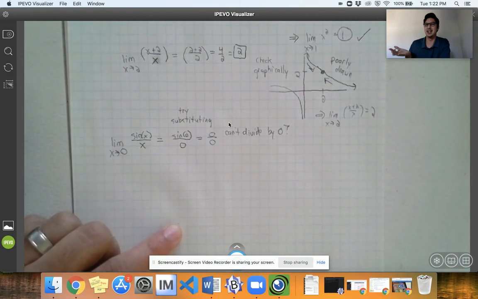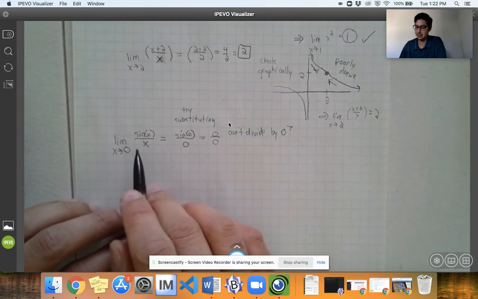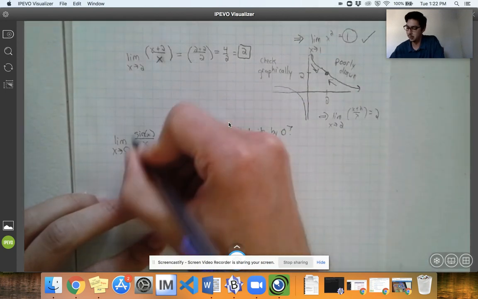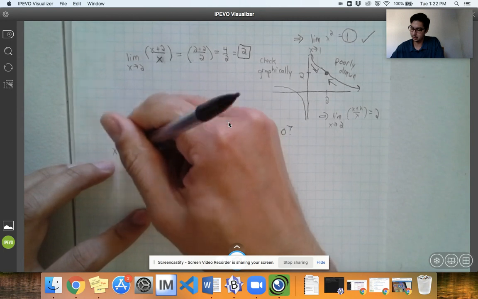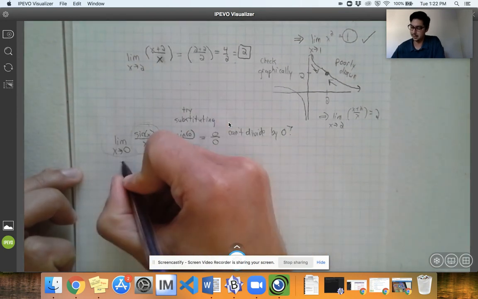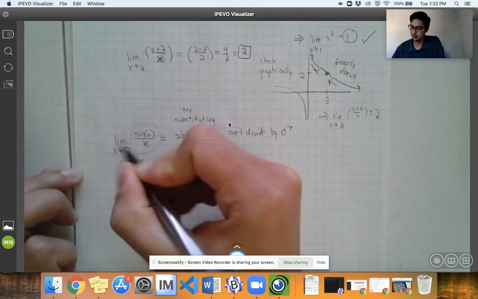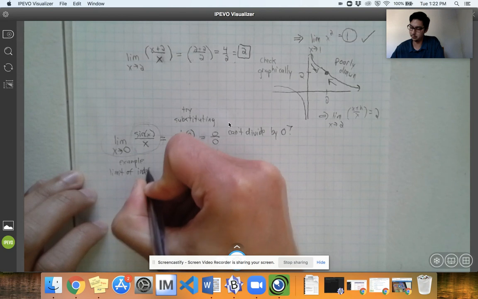So what do you say, undefined? That's strange to us. And this whole thing is an example of a limit of an indeterminate form.